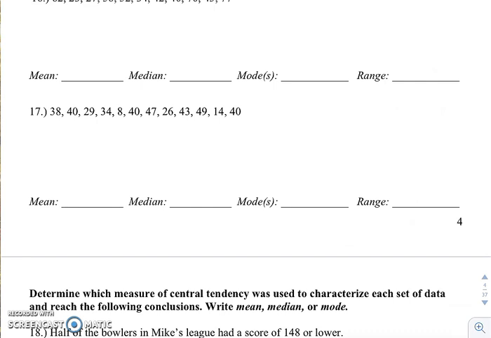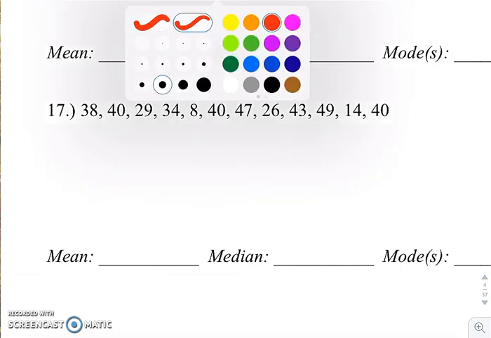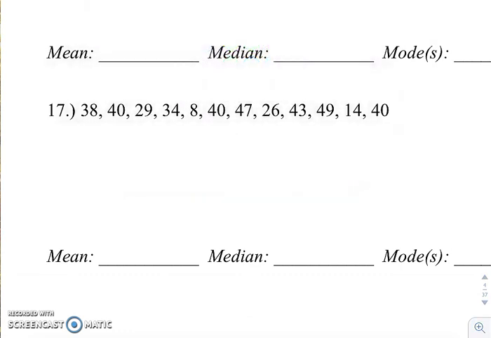So let's look for the lowest number and start there. It looks like the lowest number is going to be 8. And as I write them, I'm going to cross them off so that I know that I've used them. And I also always count the number of data values at the end and make sure that I didn't miss any. So the first one we used was 8.